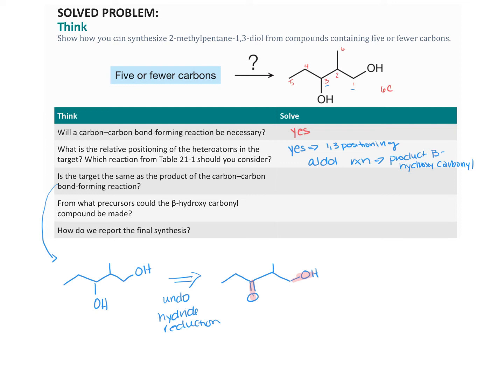And since this target here is a 1,3 diol, and it can be made from the beta hydroxycarbonyl compound, how we make that beta hydroxycarbonyl compound is we undo an aldol reaction. So you have to think back to the aldol reaction and say, okay, what are the precursors to make this? And so one of those would be 2, 3. This guy here, and then we could also react it like that, okay?